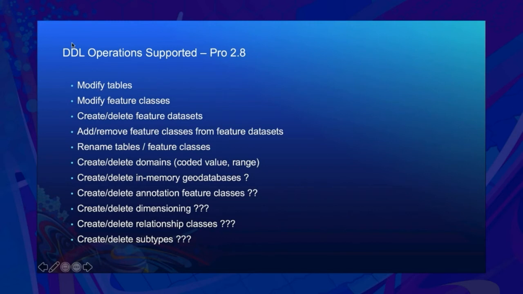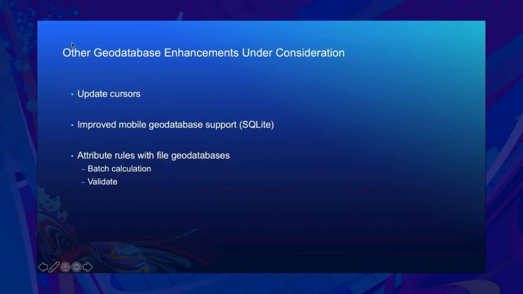The ability to modify tables and feature classes, to manipulate feature datasets, to rename tables and feature classes, and to create and delete domains. You can see a list of other things that we're planning on supporting, in priority order, and you can see, based on the number of question marks, the possibility of it getting into 2.8 or slipping into 2.9.